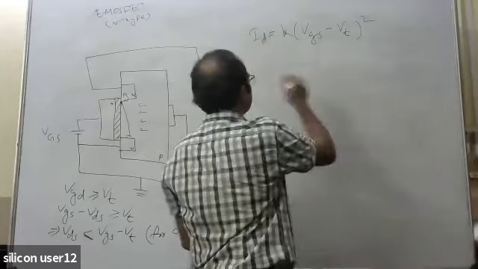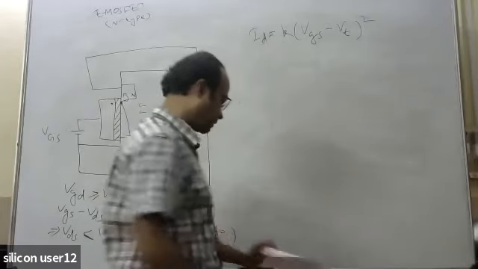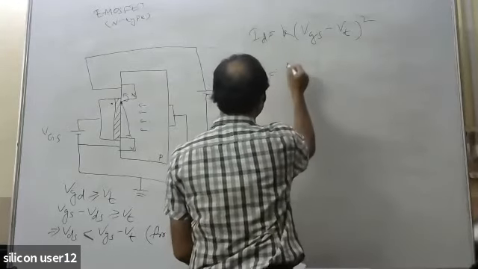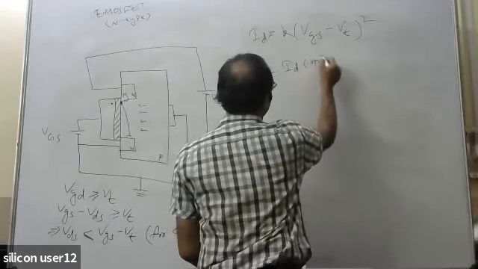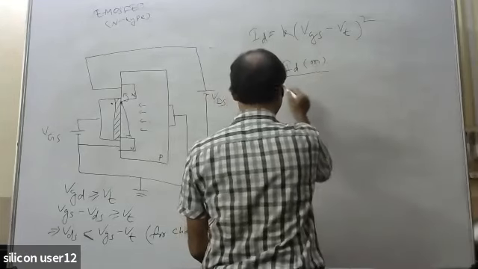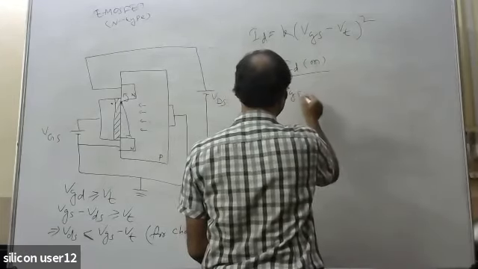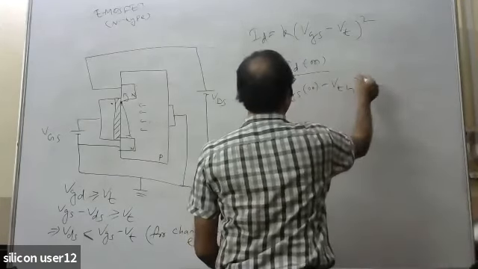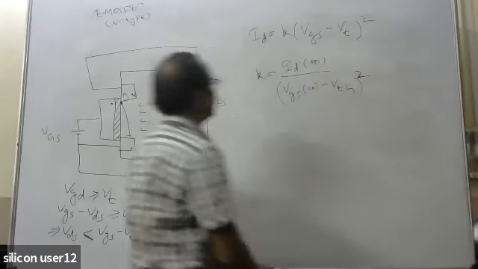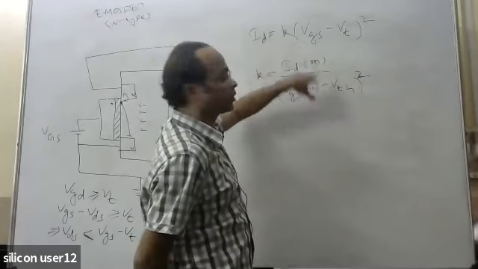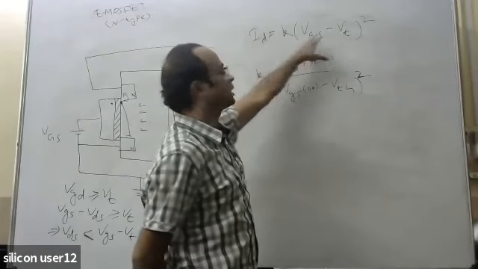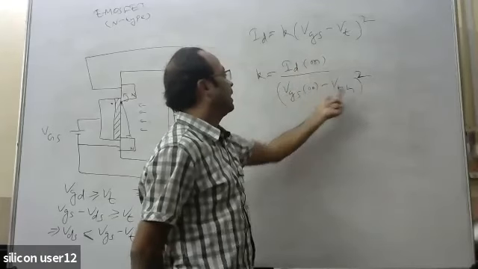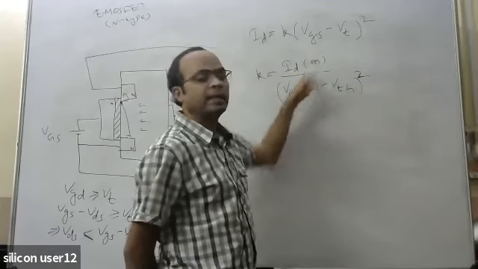So what is your K? K is a particular constant, and this K constant is given by ID in on condition divided by VGS in on condition minus VT whole square. Basically, K equal to ID by VGS minus VT whole square. But you should put the VGS and ID in the on condition.